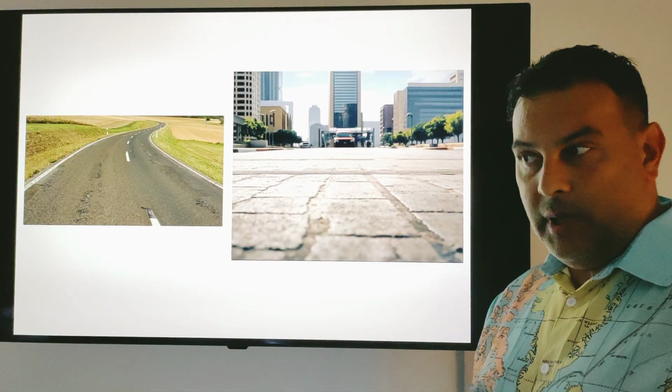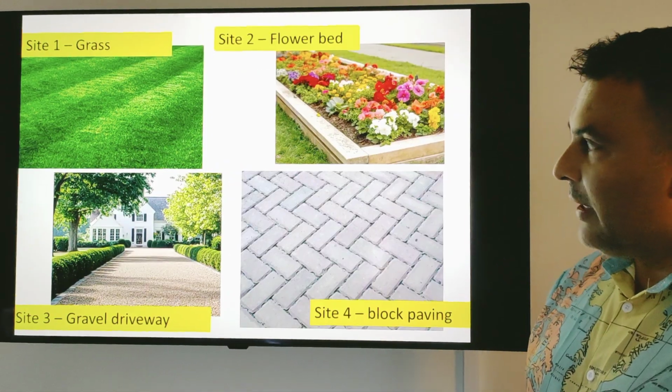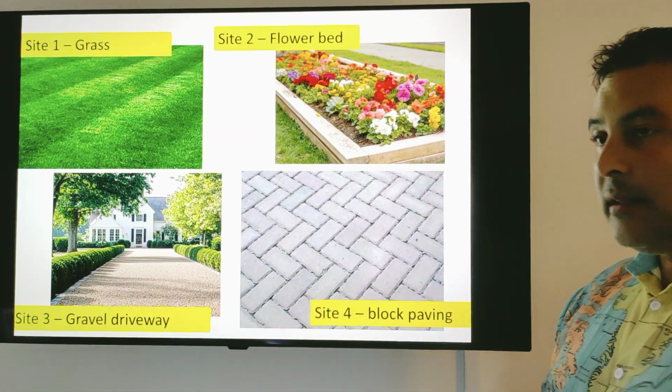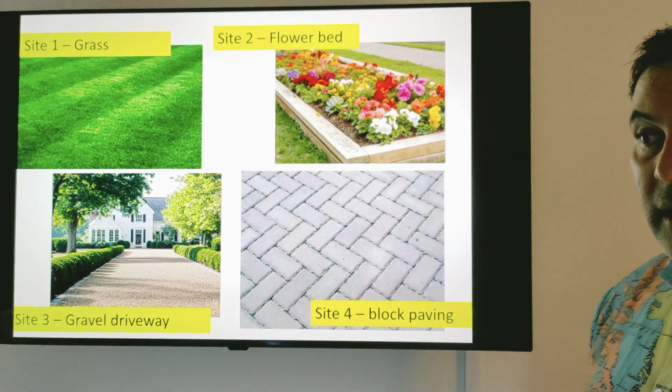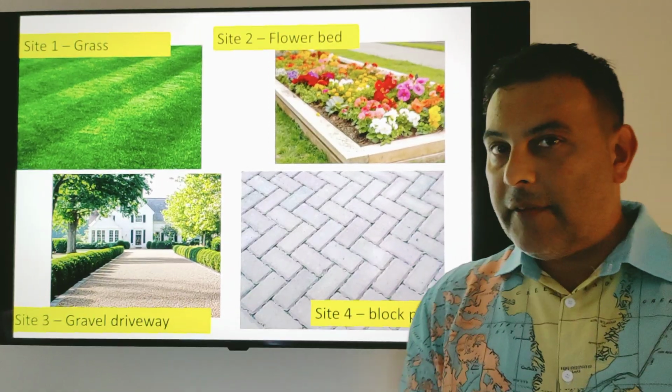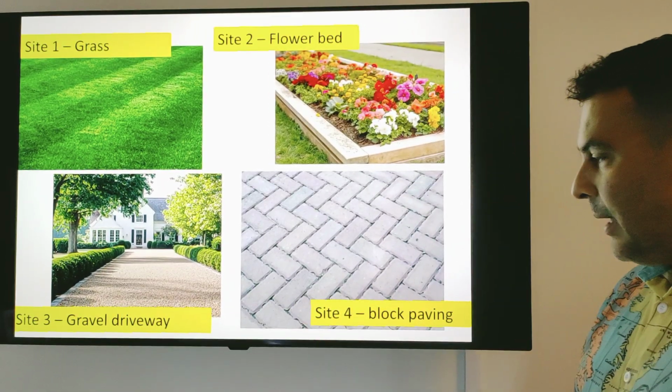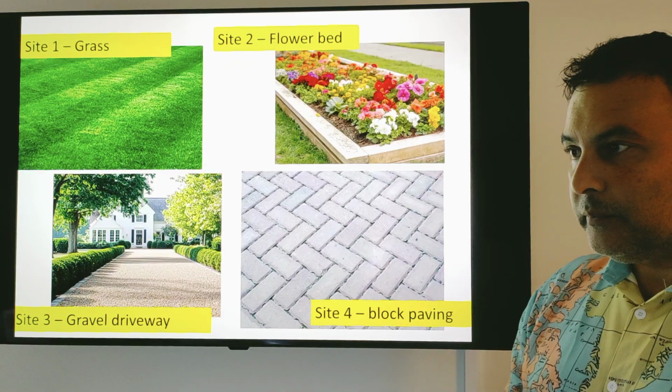So we're going to choose 4 virtual surfaces that we could look at if we went out into an urban area. So these are our sites. The first one is grass. The second one is a flower bed in the urban area. The third is a gravel driveway, and the fourth is our block paving.